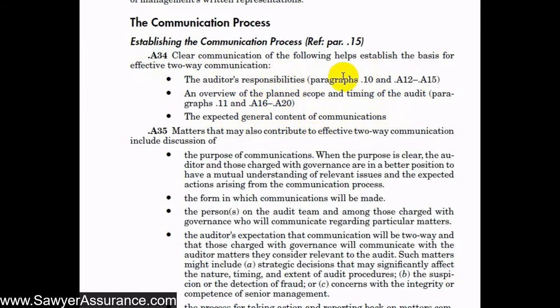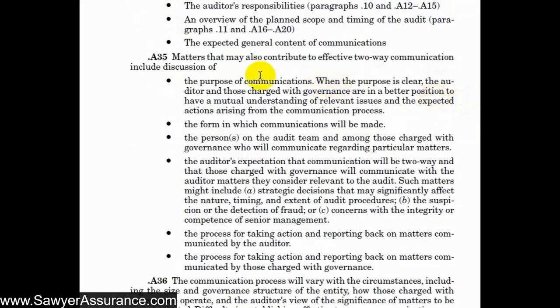And this was all included in our engagement letter that we potentially have those charged with governance sign. But we can certainly also communicate these items in a separate letter or orally. And these were discussed in previous videos. But matters that may also contribute to an effective two-way communication include the discussion of the following items. So we might also inform those charged with governance of the purpose of the communications.